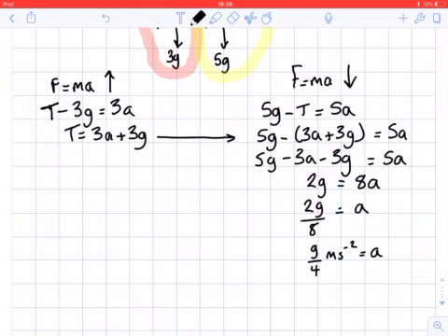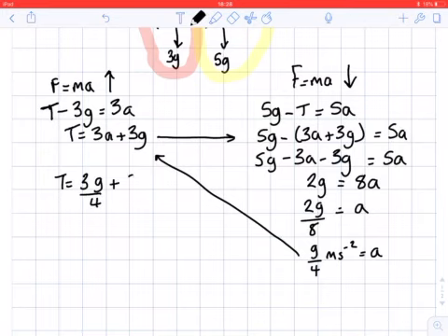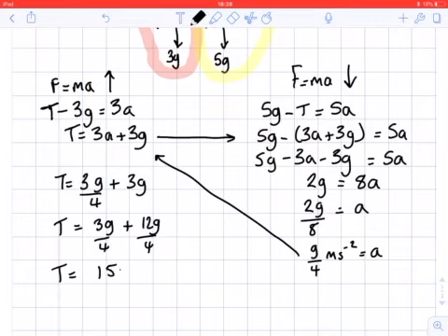So now that I know that acceleration is g divided by 4 meters per second squared, I can then take that and sub it back into my tension equation, because we did a rearrangement earlier, so we know tension in terms of acceleration and gravity. So we're going to have T is equal to 3 lots of g divided by 4 plus 3g. So if you wanted to gather those together, obviously 3g over 4, and that 3g would be equivalent to 12g over 4. So the tension would be, in this case, 15g divided by 4 newtons.